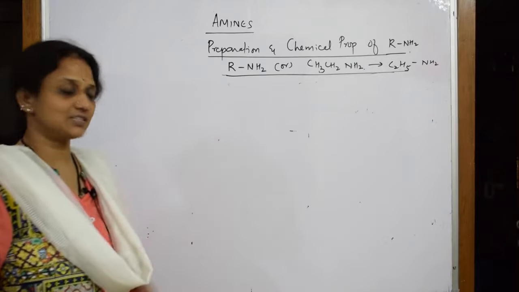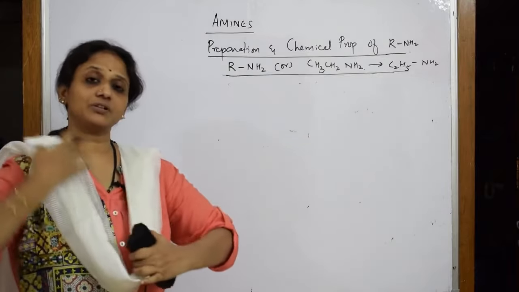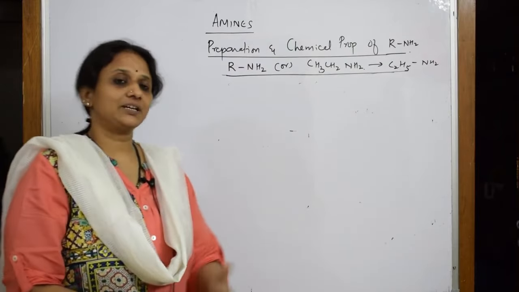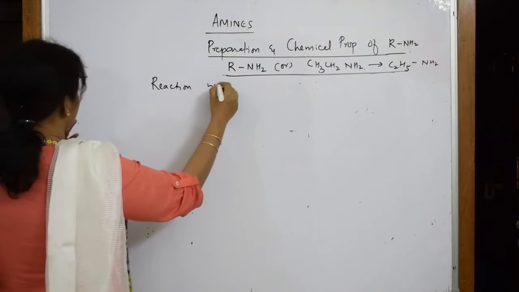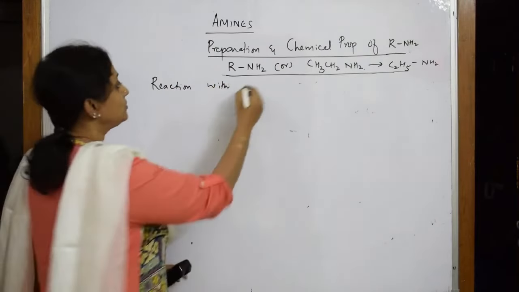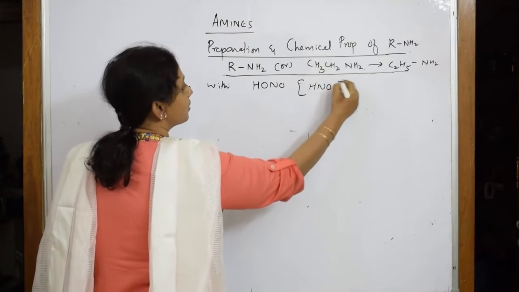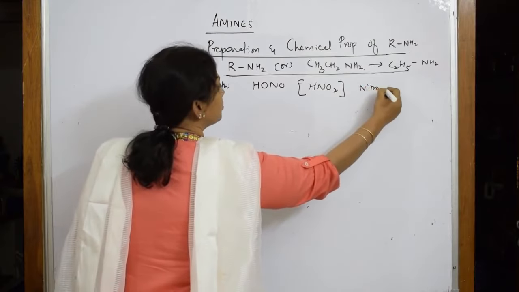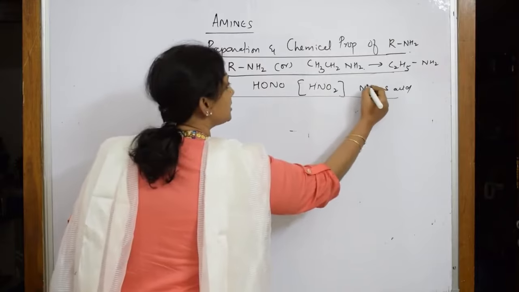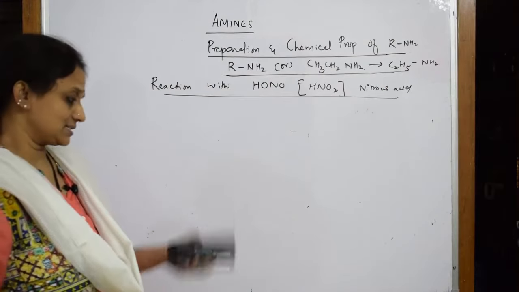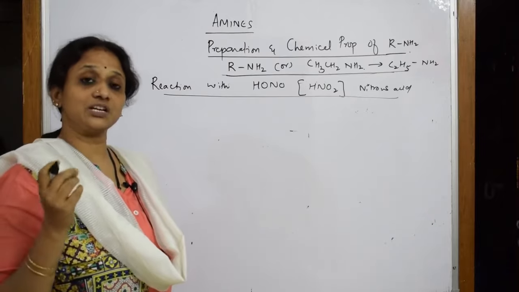Let's come back. We have done a few reactions, preparations and chemical reactions. Now let us see one very important reaction of an amine. So what is that reaction? Reaction with HONO. What is HONO? Basically HONO is nothing but HNO2, nitrous acid. So what actually is the speciality of this nitrous acid? Let us see. Nitrous acid has a particular important cation, that is your nitrosonium ion.